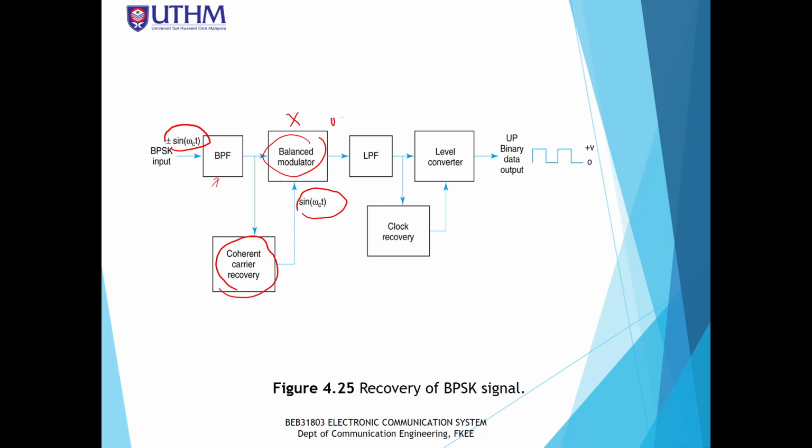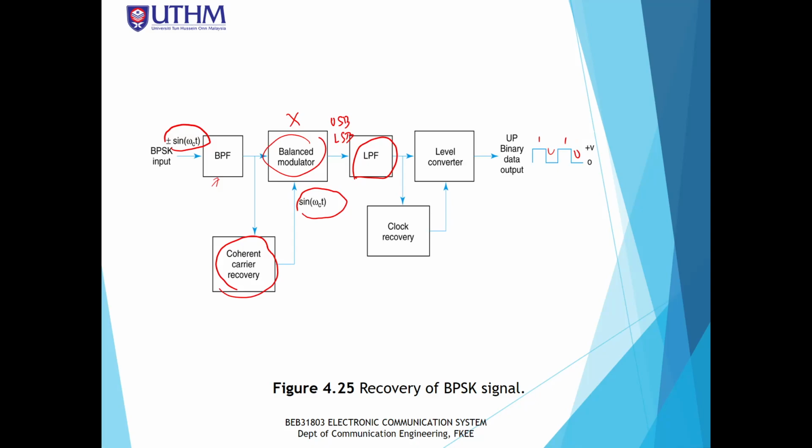When we multiply sine and sine, we produce the upper sideband and also the lower sideband. Then we can use a low pass filter to select the low frequency and remove the high frequency. Then it is put inside the level converter to convert the voltage pulses into digital data, 1010.